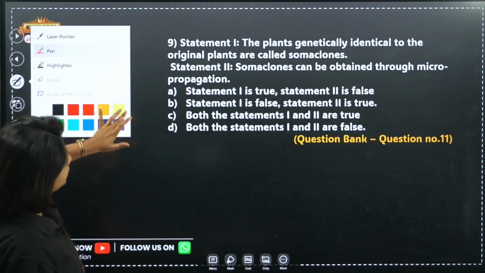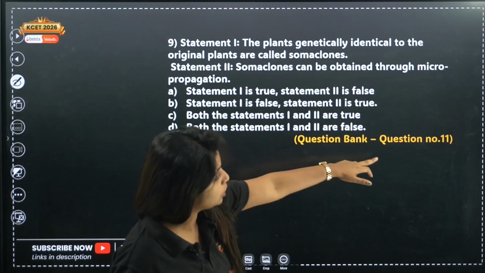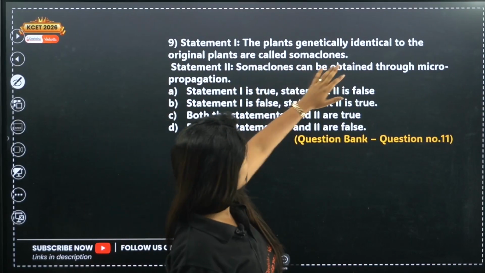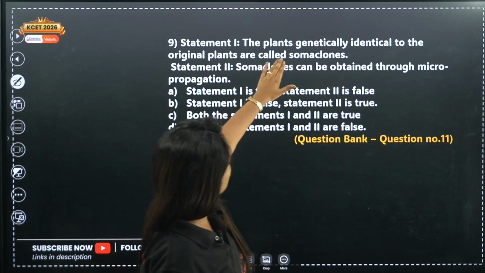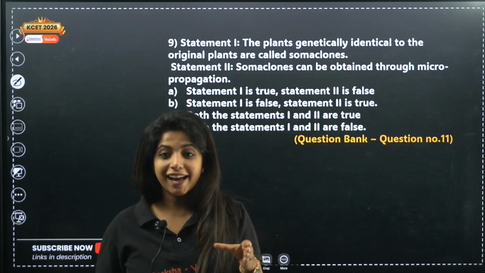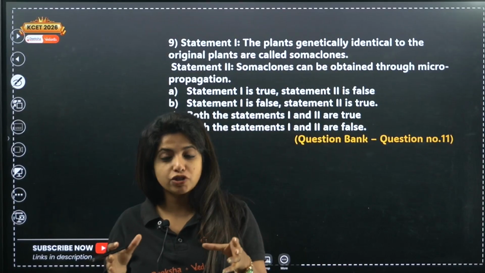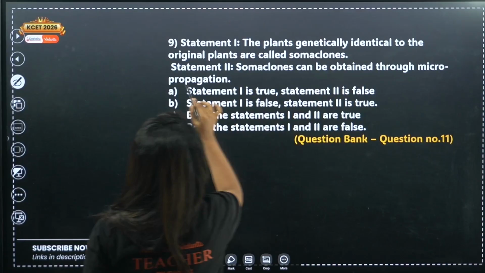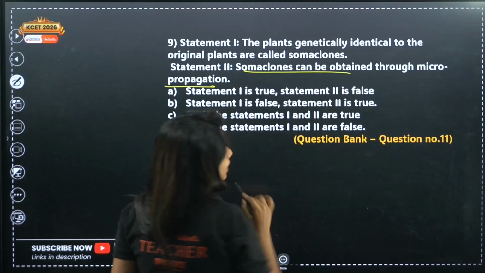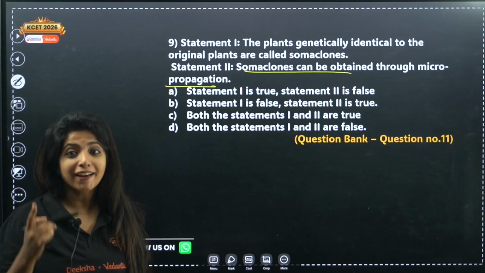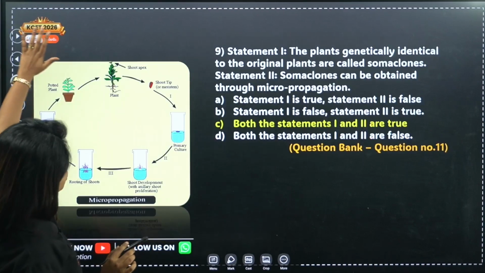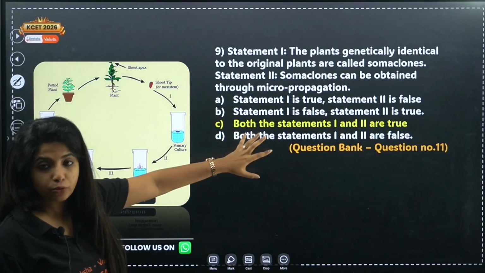Now, question number 9. This is question number 11 of your question bank. Statement 1 says the plants genetically identical to the original plants are called somaclones. Are the plants genetically identical to the original plants known as somaclones? Yes. Now, somaclones can be obtained through micropropagation. Can they be obtained through micropropagation? I told you, yes. So what do we exactly do over here? Let me see, I have a picture over here. So both statements 1 and 2 are correct.